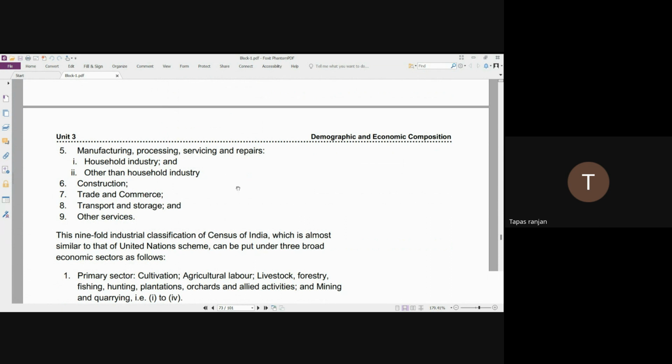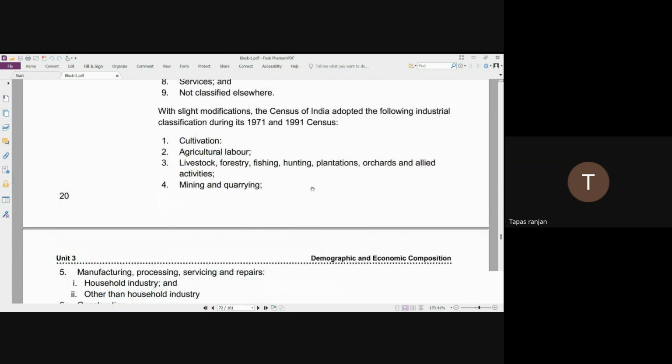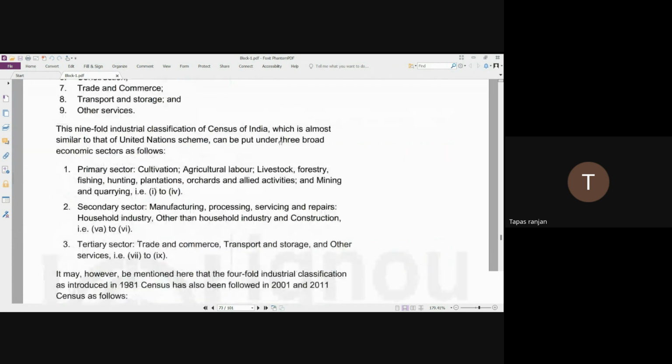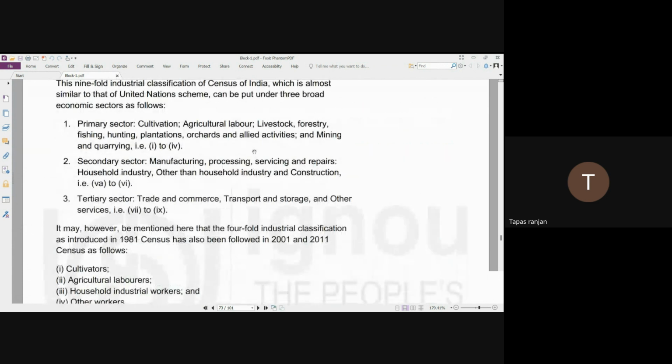So all this categorization has been done by the Census of India during the 1971 to 1991 census. And these are different sectors of any economy, and we have already discussed different economic activities, which are related to the primary sector.